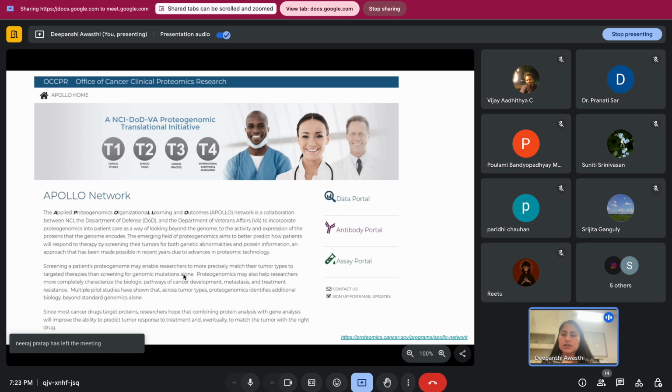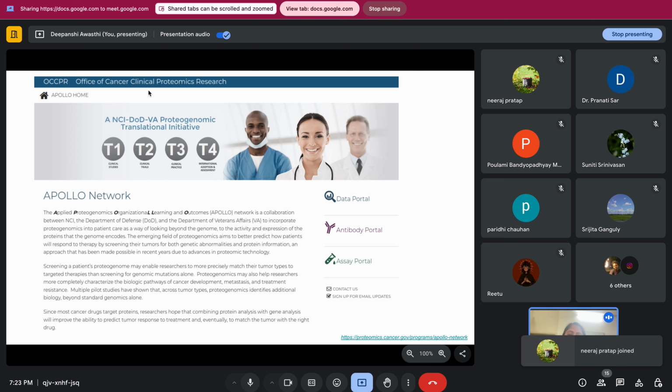Then the Apollo network. This is also a network coming from the Office of Cancer Clinical Proteomics Research, and it has different tiers. Apollo stands for Applied Proteogenomics Organizational Learning and Outcomes. This network is a collaboration between NCI, Department of Defense, and Department of Veterans Affairs, and it incorporates proteogenomics into patient care. They are combining the proteogenomic information, and it is the same as CPTAC only; under CPTAC there is the Apollo network. These departments have come together, collaborated, and are trying to design better healthcare.